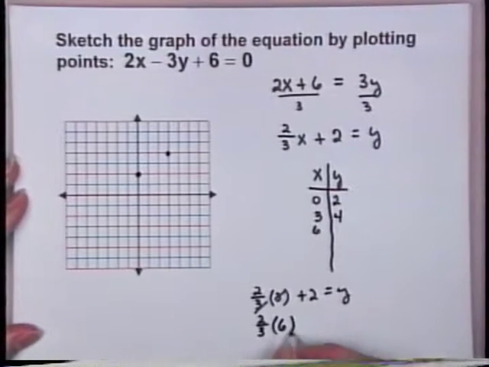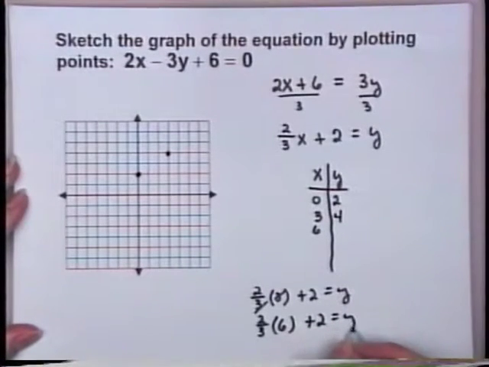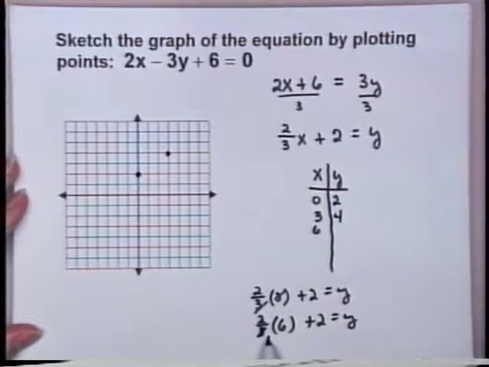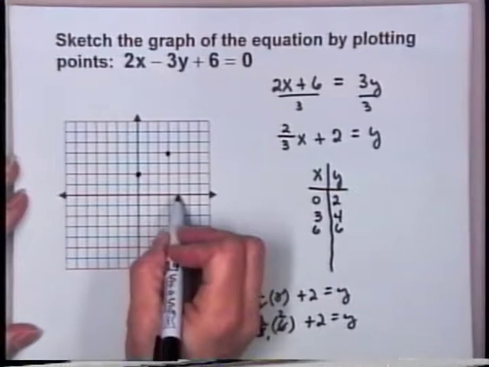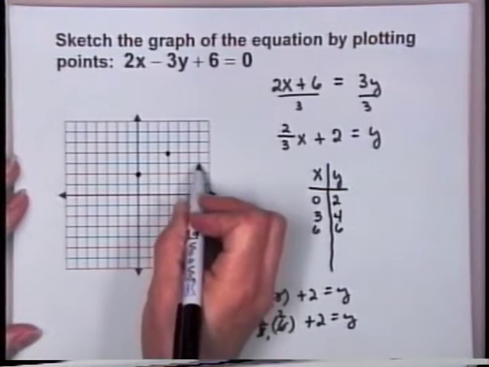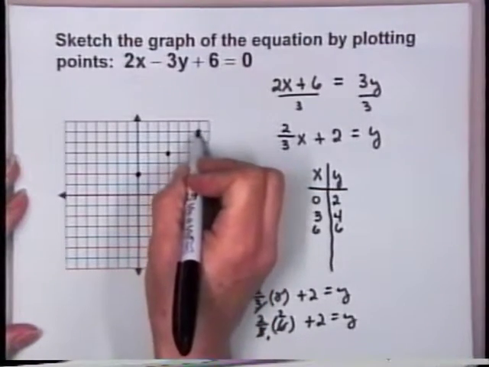2/3 times 6 plus 2 is equal to y. This 3 is going to cancel with the 6 and leave a 2. So I have 2 times 2 is 4, plus 2 is 6. So whenever x is 6, y is also 6. 1, 2, 3, 4, 5, 6.